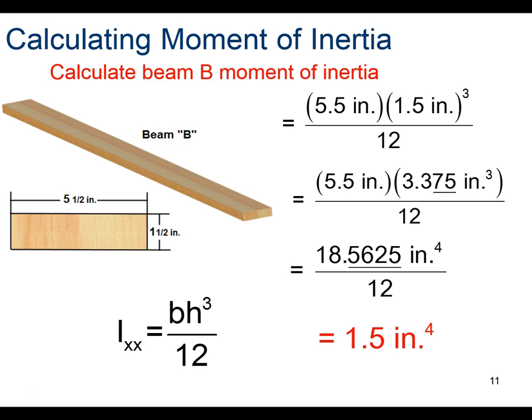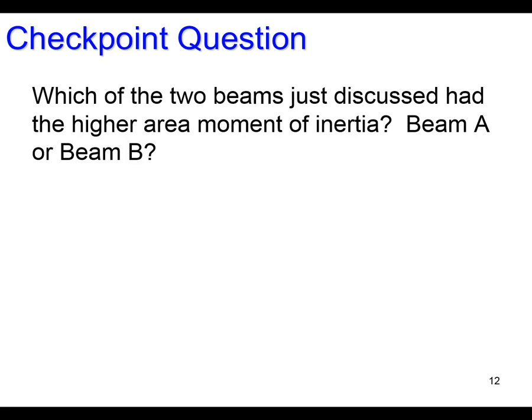Hopefully, you can see that it is not too difficult to calculate the area moment of inertia when you have a rectangular cross-section. The only trick is that the base and the height might flip around when substituting, depending on if the force is being applied on the short side or the long side of the beam. Okay, here's a quick question for you. Which of the two beams just discussed had the higher area moment of inertia?